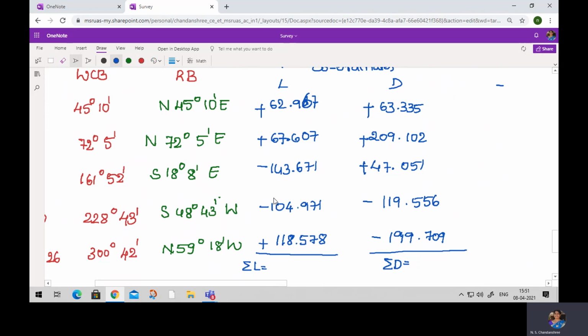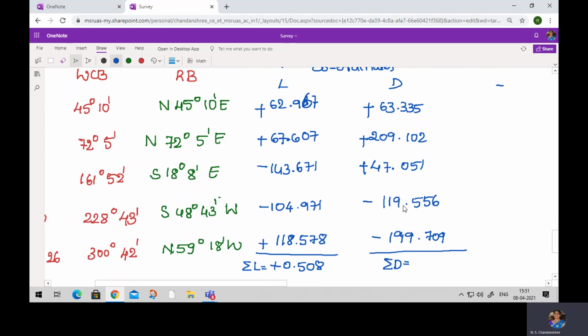Sigma L is the summation of all the latitude values from here to here, that is plus 62.967 plus 67.607 minus 143.671 minus 104.971 plus 118.578. The answer you will be getting is plus 0.508.